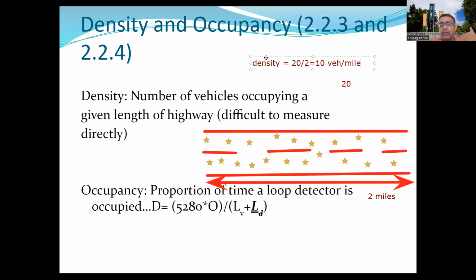And density could be hard to measure because you're talking about having to look at a large segment of the road, possibly through an aerial photograph, and then measuring density. But we do have a better way of measuring it, which is through loop detectors. Loop detectors used to be magnetic sensors buried under the highway, but now we have different types of infrared sensors, less intrusive and more reliable.